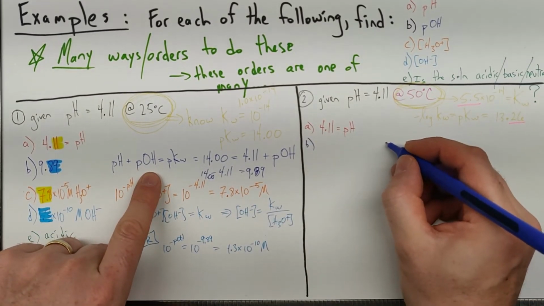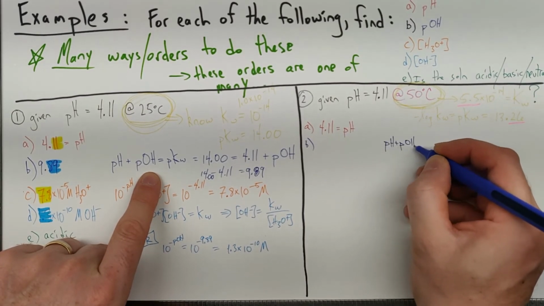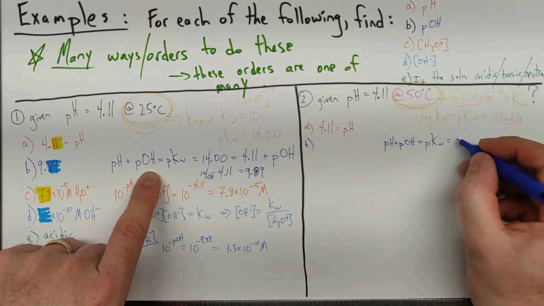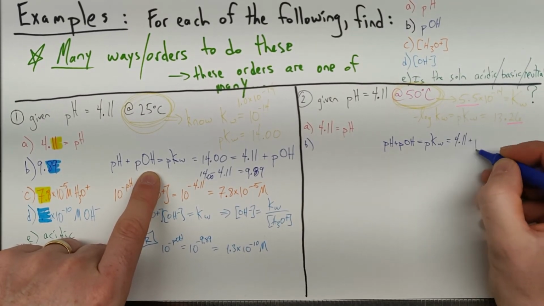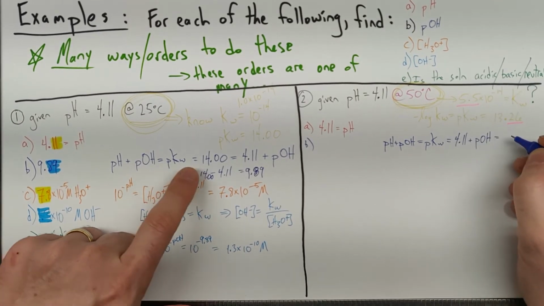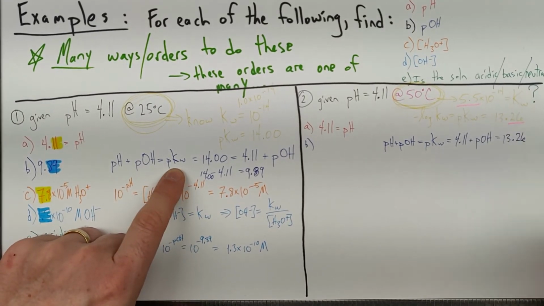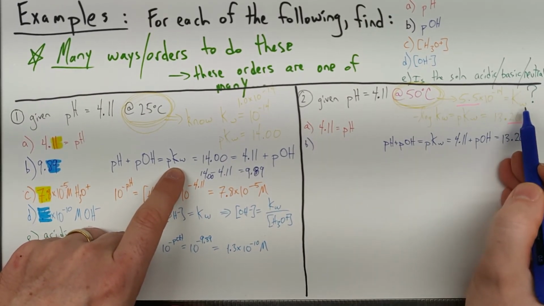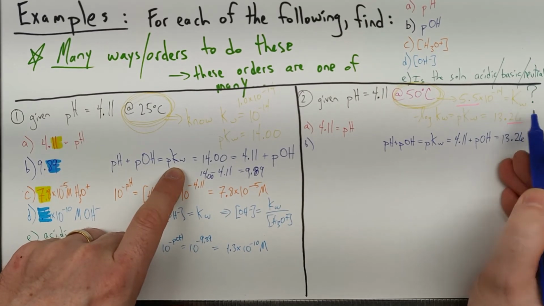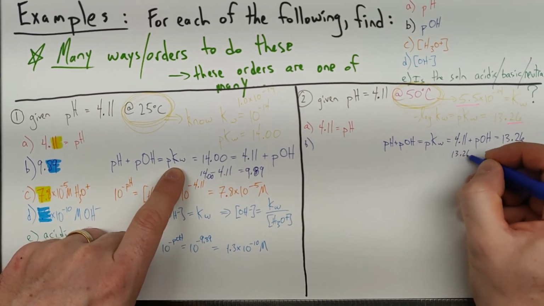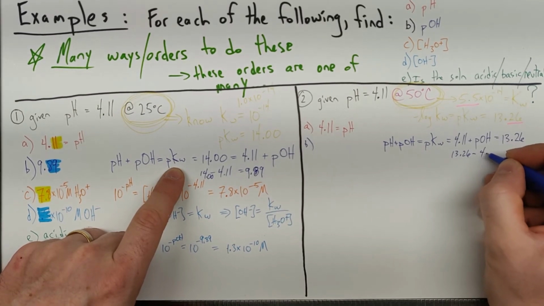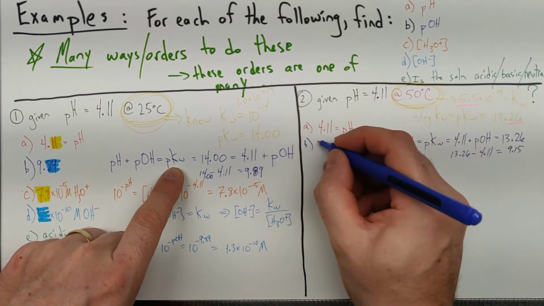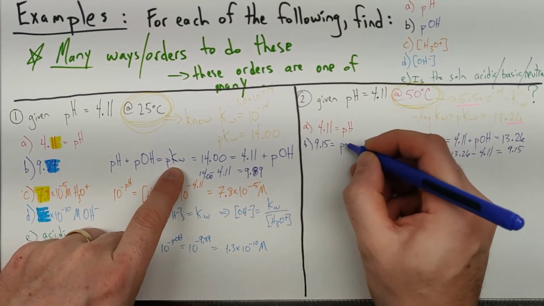It is still true that pH plus pOH is going to be pKw. And in this case, our pH is 4.11 still, but our pKw is 13.26. So again, the difference: different temperature, different K value, you'd have to get that from a table somewhere. You'd have to be given that value. So if we do 13.26 minus 4.11, we end up with 9.15. So this is our pOH.